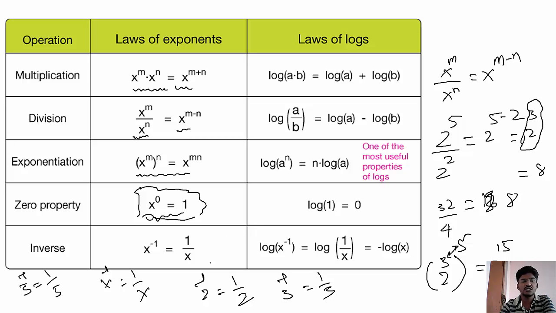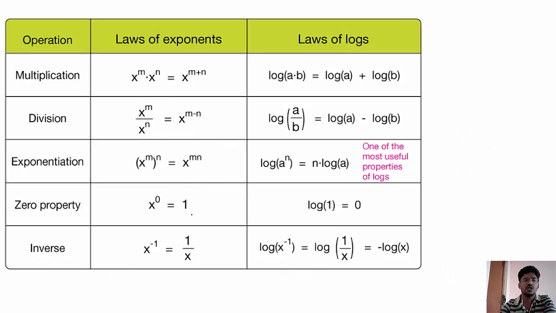These are called inverse, and anything to the power of 0: 2 to the power of 0 is also 1, 3 to the power of 0 is also 1, 4 to the power of 0 is also 1, like this. Clear? So x to the power of 0 is 1.